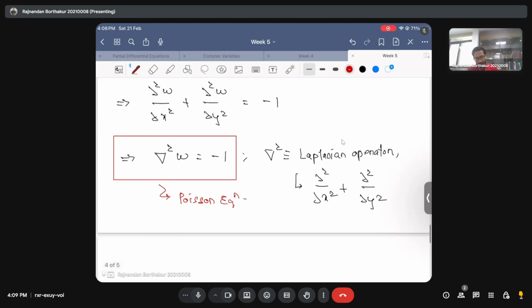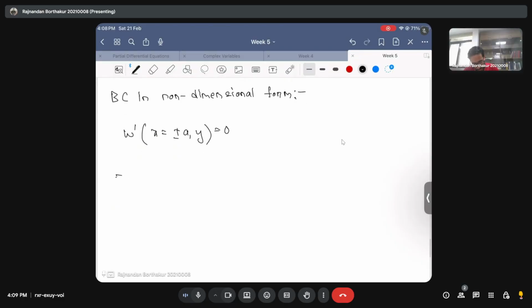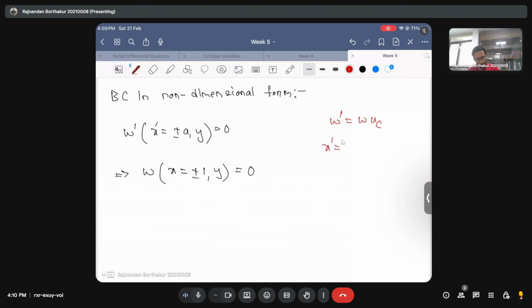Okay. So then let's also write down the boundary conditions in non-dimensional form. So I know that my u prime, that is my dimensional u prime at x equal to plus and minus of a for all y is equal to 0. So then I believe you can interpret that in non-dimensional form it is going to be u at x equal to plus and minus of 1 is basically equal to 0. Okay, because I can always write u prime. So what I'm doing is I'm writing u prime as the non-dimensional w times uc, and I'm writing x prime as my non-dimensional x times lc.